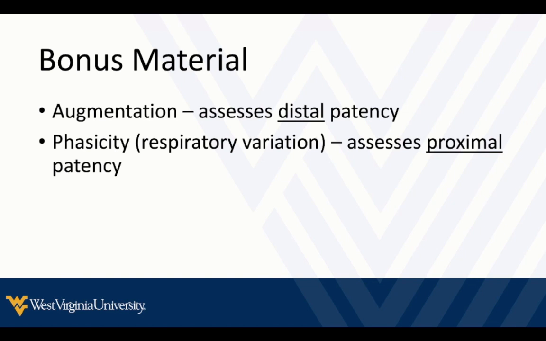So we're going to talk about two qualities we can assess with pulse wave Doppler to help us assess proximal and distal patency. One of those is augmentation and one of those is phasicity. Augmentation assesses for distal patency of the vein, and phasicity assesses for proximal patency. And we'll take a look at those.